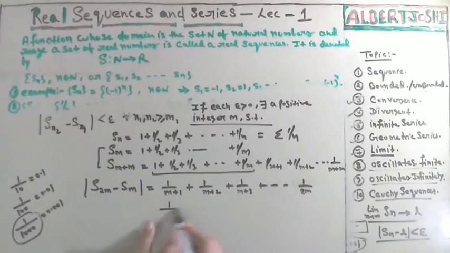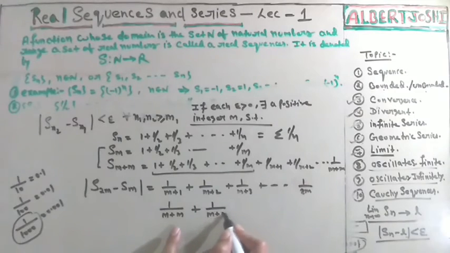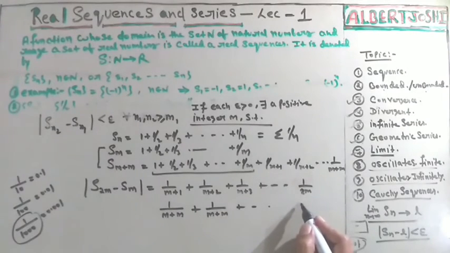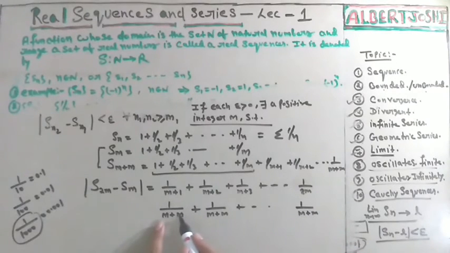So if we are increasing the below value, suppose we are writing m plus m everywhere, then the overall value will be decreased. In this condition, if we are increasing the lower value, then the overall value will be decreased. So this will be less than. Very simple: if the lower value is increasing, then the overall value will be decreased.